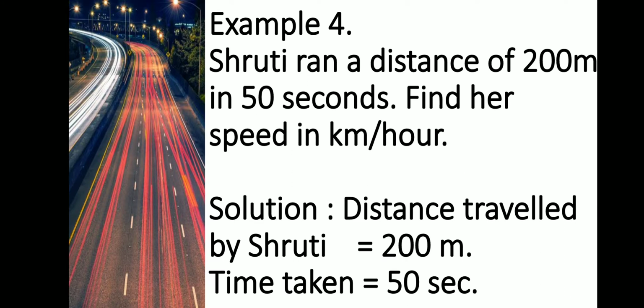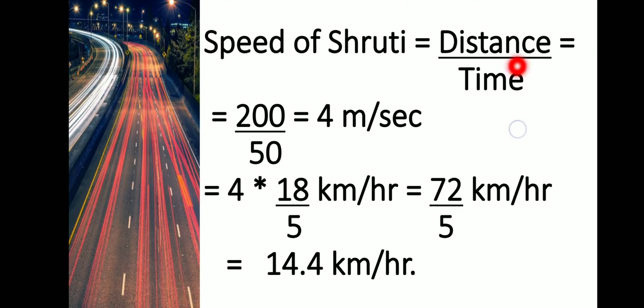Now let us come to example 4. Shruti ran a distance of 200 meter in 50 seconds. Find her speed in kilometer per hour. Simply, we have to convert meter per second into kilometer per hour. So let us see the solution. Distance travelled by Shruti is 200 meter. Time taken is 50 seconds. Speed will be distance upon time. 200 meters by 50 seconds comes to 4 meter per second.